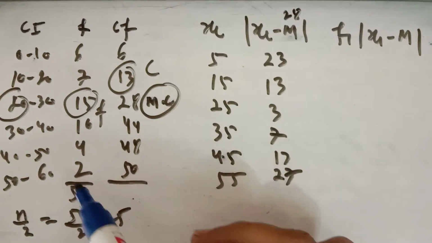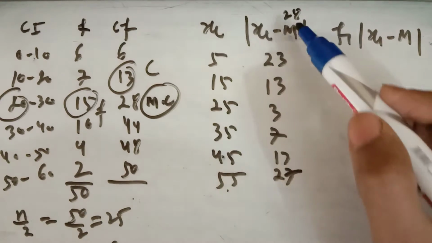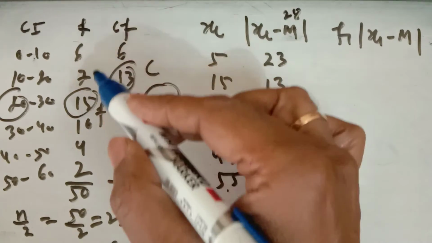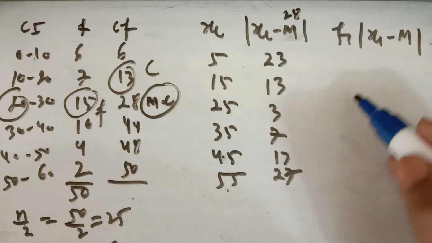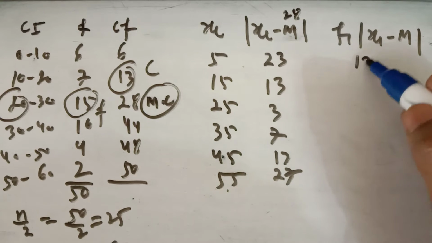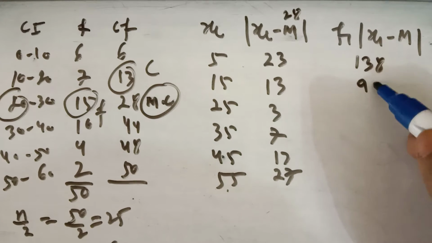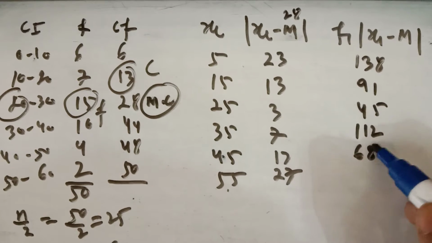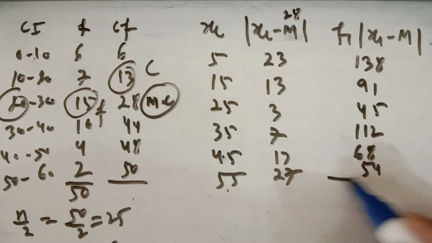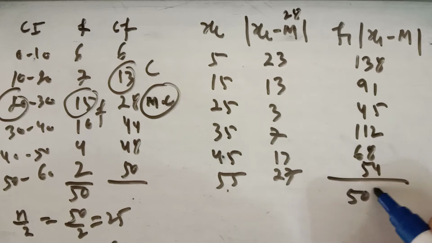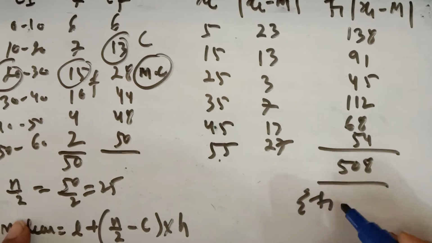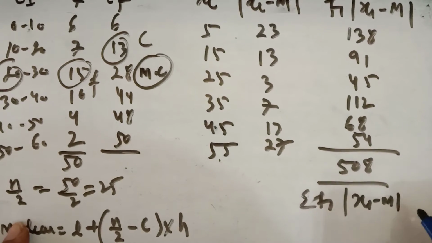How has this come? By subtracting 28 from 55 and taking its mod. And then you have to multiply this column with the frequency 6, 7, 15, 16, 4, 2. Multiply, you are getting this as 138, 91, 45, 112, 68 and 54. So the total sum is coming to 508. So this is the summation of f i into the modulus of x i minus median.